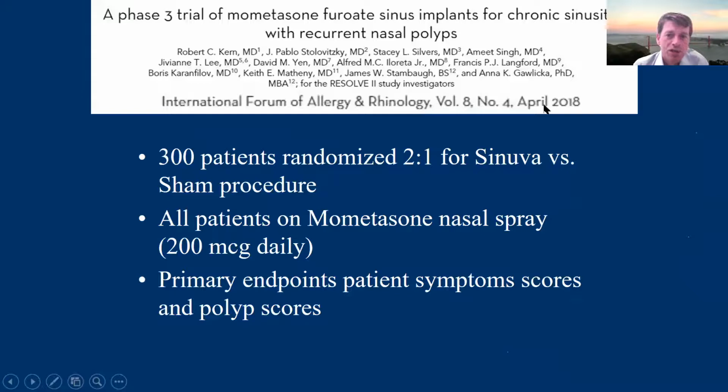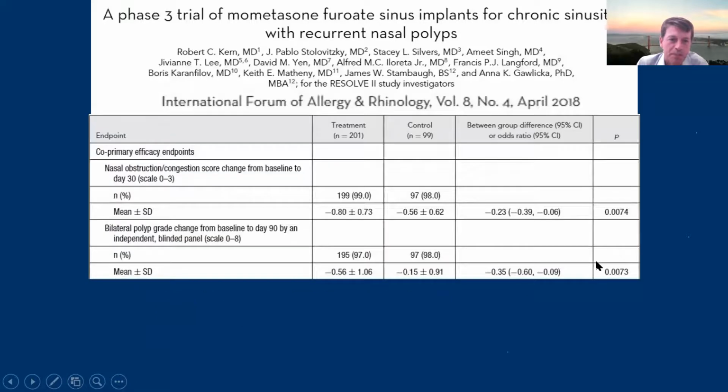This was a randomized controlled study looking at use of Sinuva in patients in clinic. It was published in April 2018 in IFAR. It was quite a large study, 300 patients, randomized 2-to-1 Sinuva versus a sham procedure. All patients were treated with a nasal steroid spray, mometasone, daily, and then they looked at symptom scores and polyp scores as their primary endpoints.